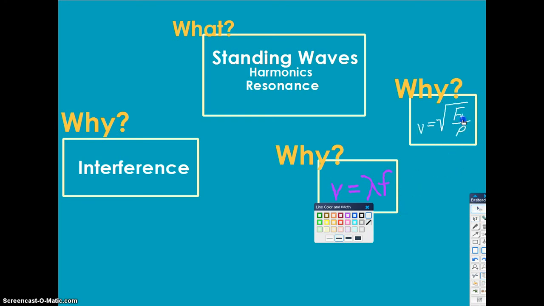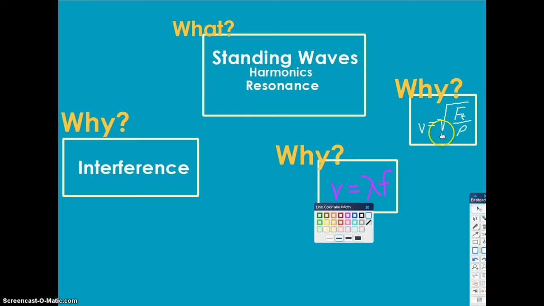That says v equals the square root of FT over this Greek letter rho, which stands for density, but it's a particular kind of density. We're going to get into that. I'll explain all of that.